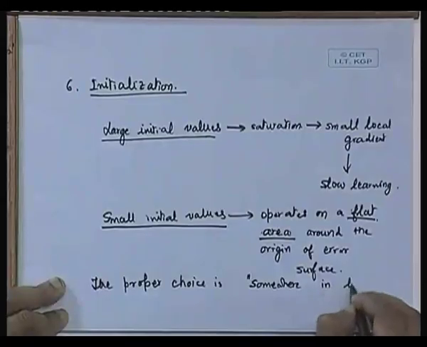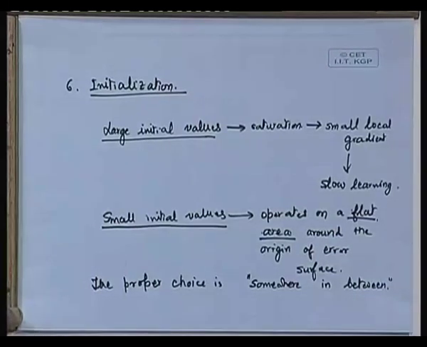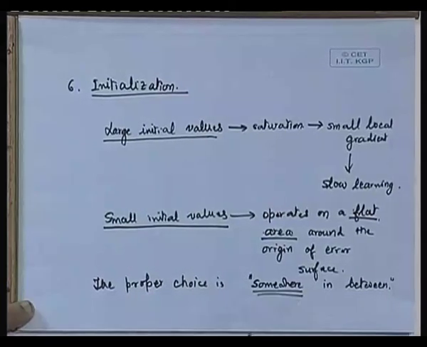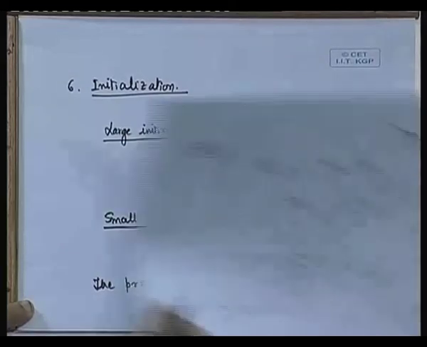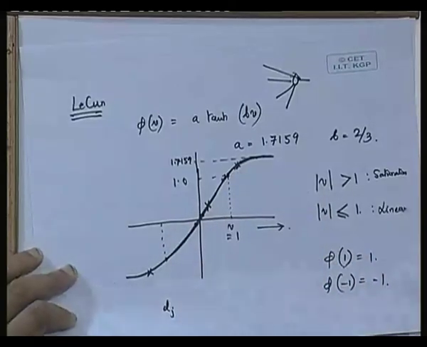So what we really require is something in between these two. The proper choice is somewhere in between. So this is what we are going to study, what exactly is this somewhere in between, whether we should have here or here or here, and whether it is possible for us to decide.